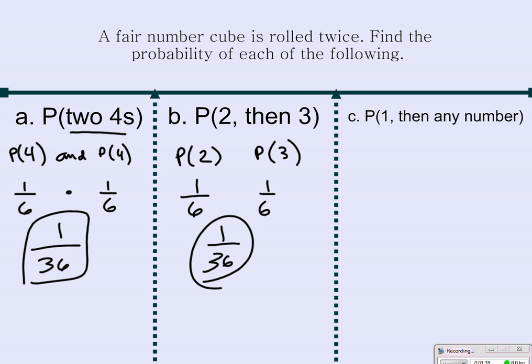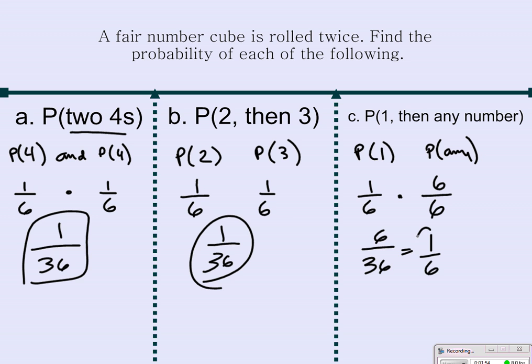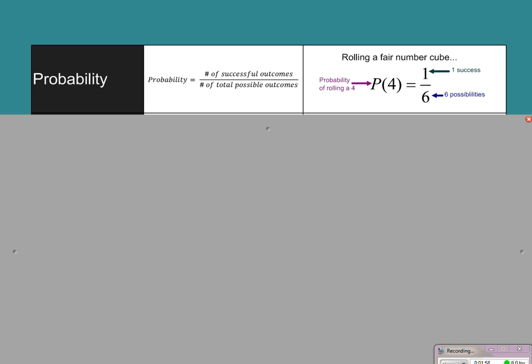So now probability of 1 and then any number. Well, the probability of 1 is going to be 1/6. Then the probability of anything is going to be 6 out of 6. It doesn't matter what I get, it's going to be considered a success. So when I multiply that, that's going to be 6 out of 36 or 1/6. So that's what those are going to look like.